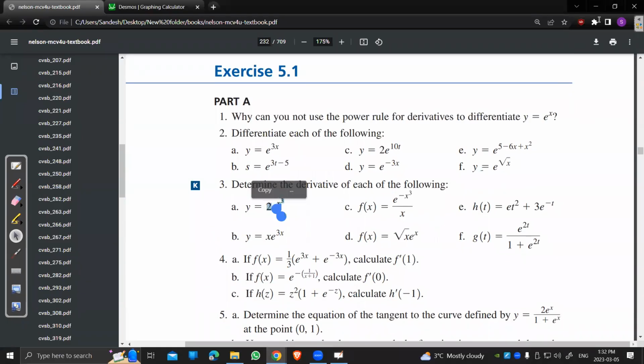Same thing with this one. It's going to be 2e to the x cubed times 3x squared. The derivative of x cubed is 3x squared, yeah? The same thing with this one. The derivative of this would be e to the minus 3x times negative 3. Negative 3 is the derivative of the exponent. This one you just multiplied by 10. This one you just multiplied by positive 3. You see that?